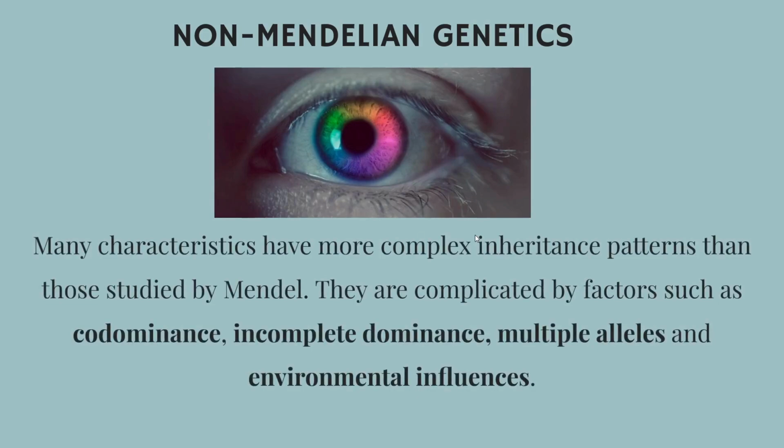Today, we're going to be looking at non-Mendelian genetics. Many characteristics have more complex inheritance patterns than those studied by Mendel. They are complicated by factors such as codominance, incomplete dominance, multiple alleles, and environmental influences. Today, we are going to look at examples of incomplete dominance and codominance.